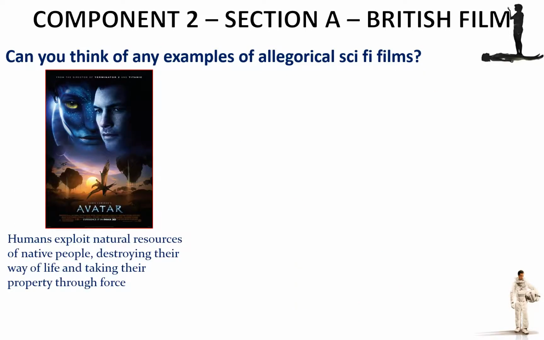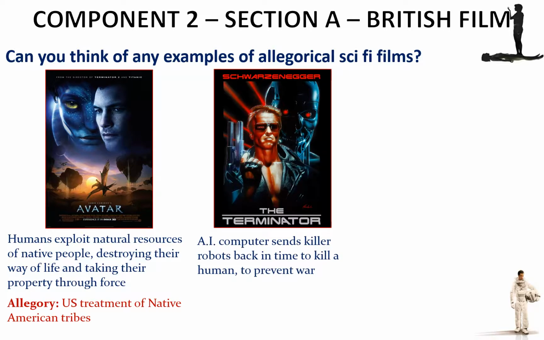Allegorical sci-fi films include Avatar. If you look at the plot on the surface level, or what's called the surface level reading, humans exploit natural resources of native people, destroying their way of life and taking their property through force. The allegory is the US treatment of Native American tribes. When the Puritans first arrived and the settlers arrived in America, a lot of the things that happened then are reflected in the film.